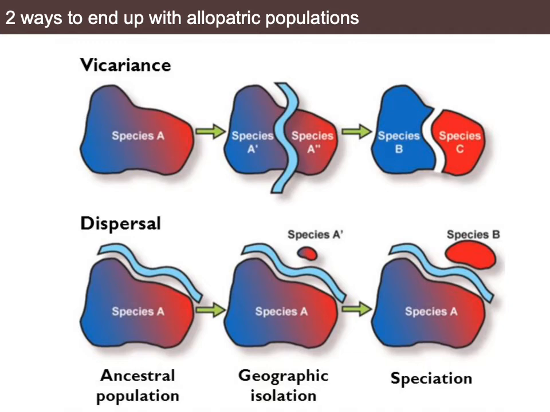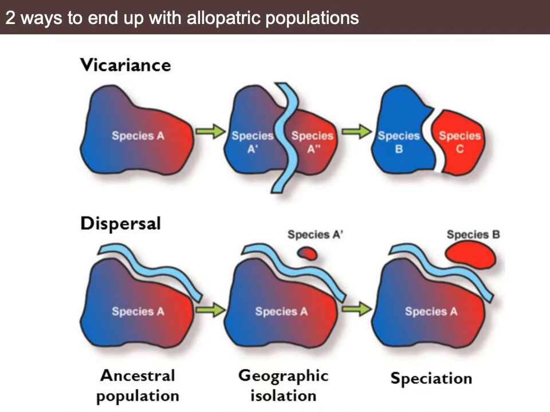Okay? Vicariance is illustrated in this upper portion of the figure, in which you have a continuously distributed species A that in some way is divided. It is split into two populations. In this case, there's a river that divides the two populations, or you can think of it as the right side being a chunk of the continent that breaks off and becomes an island. Right? In this scenario, you have what was a continuously distributed species, now it is two different things isolated from one another.